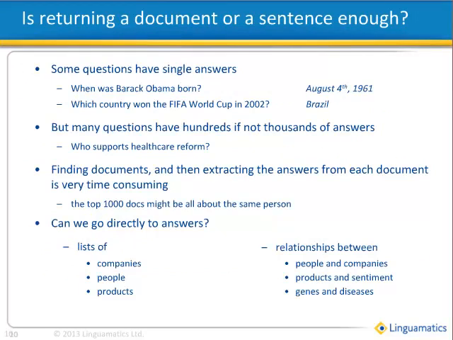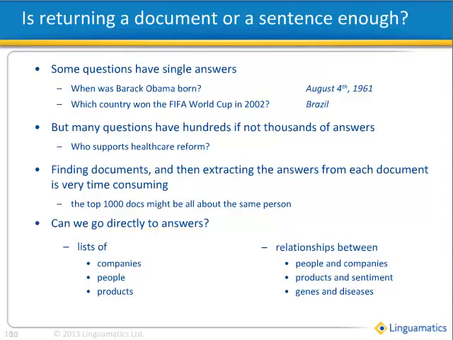So if we're going to answer those quite specific questions, can we actually use standard technology? Well, some questions have single answers, things like when was Barack Obama born, or which country won the FIFA World Cup in 2002. And for those kinds of questions, you can use question answering technology, which tries to get you to a single sentence in a single document, which answers your question.